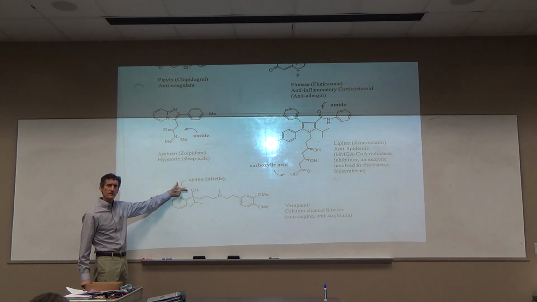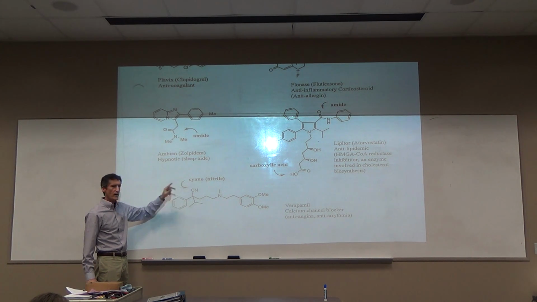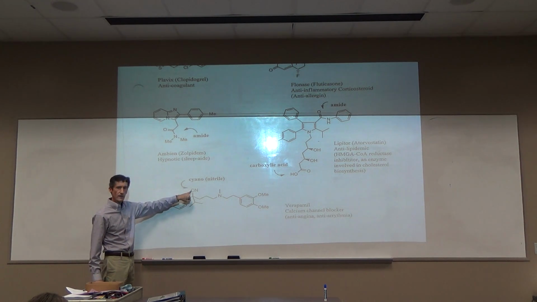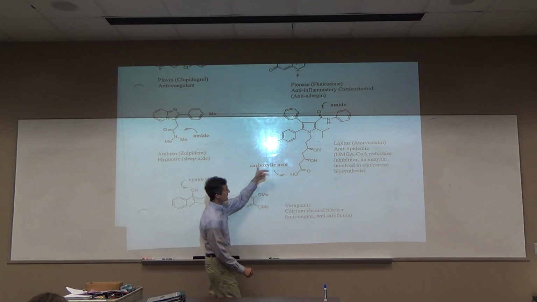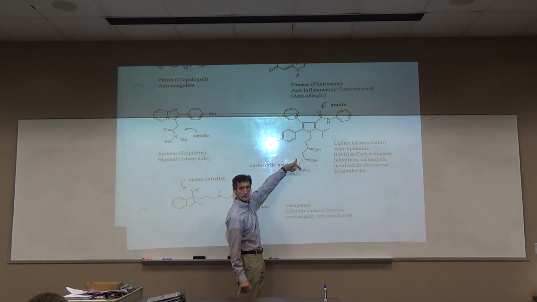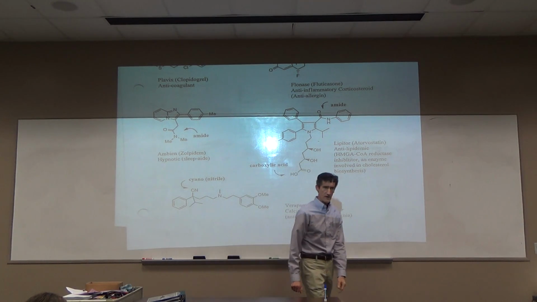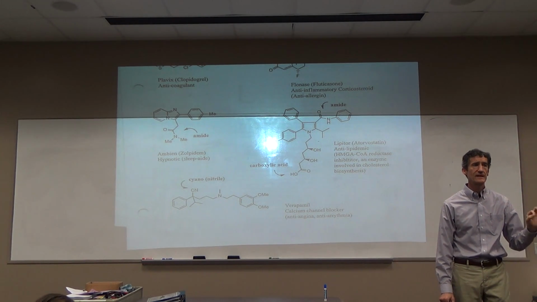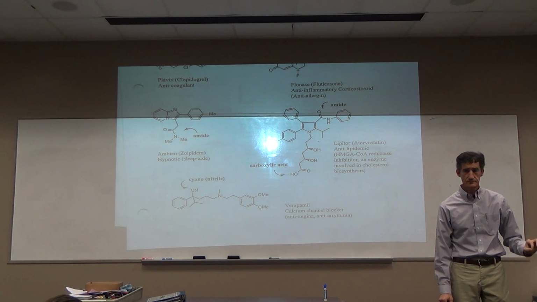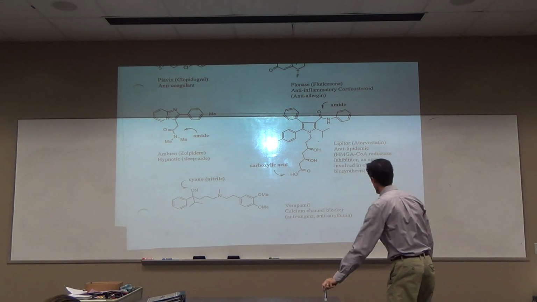How do you recognize a carboxylic acid derivative? Do they all have carbonyls? No, there's no carbonyl here. They all have three bonds to a more electronegative atom. How many bonds to a more electronegative atom here? Three. How many bonds to a more electronegative atom for this carbon? Three. Every carboxylic acid derivative is going to have three bonds to a more electronegative atom.